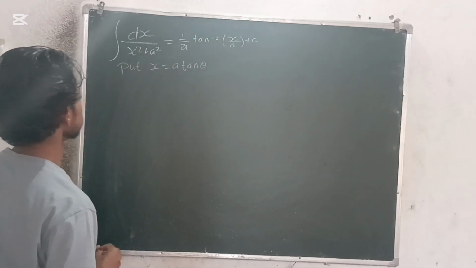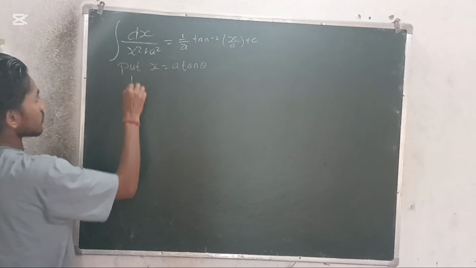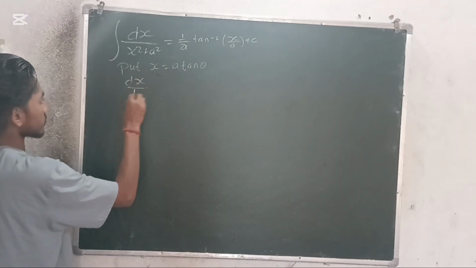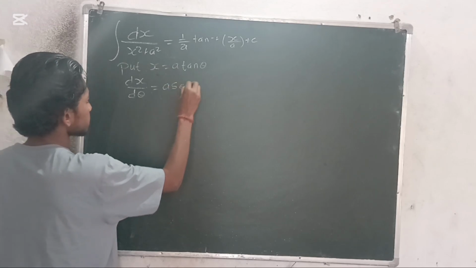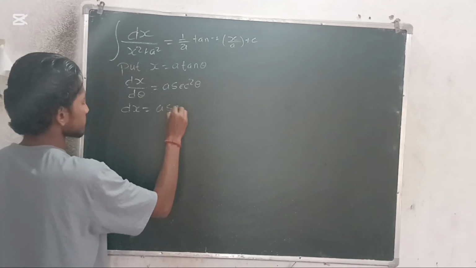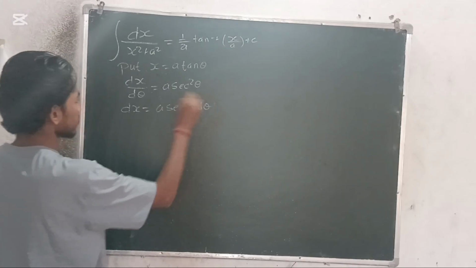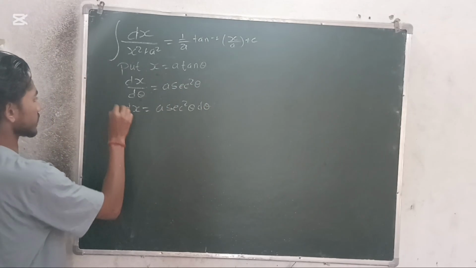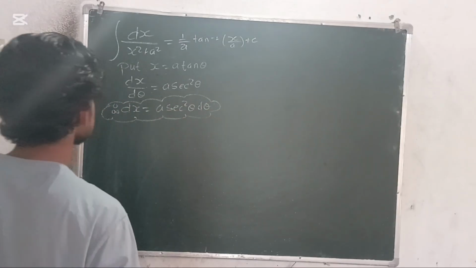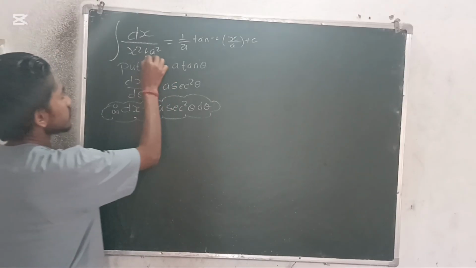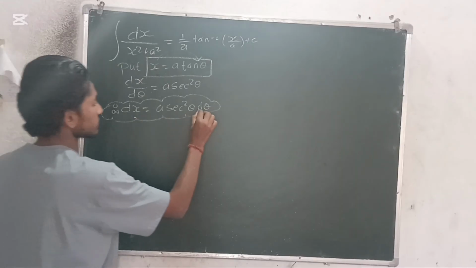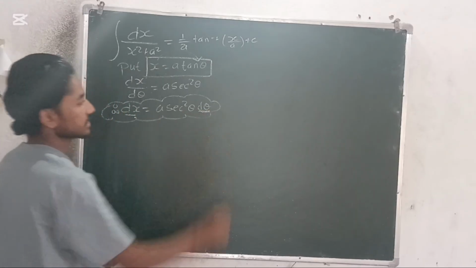So what would I get here? If I differentiate both sides, I will end up getting dx over d theta, that is a sec square theta. So dx is going to be a sec square theta d theta, if I take this d theta over there. So this is the relation: we have substituted x in terms of some arbitrary function theta, and dx with respect to d theta.